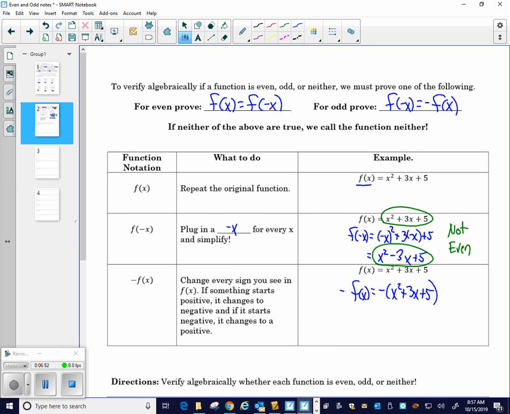All right, so that means if I distribute the negative sign throughout, oops, forgot to distribute to the 5. So the negative of f of x is negative x squared minus 3x minus 5. That is not the same. These two things are not the same, so this is not odd, which just means in this case this would be a neither function.